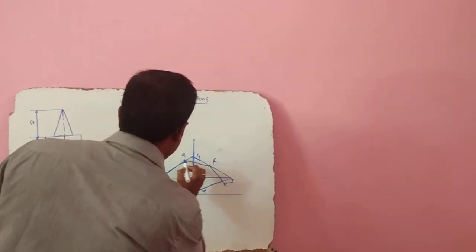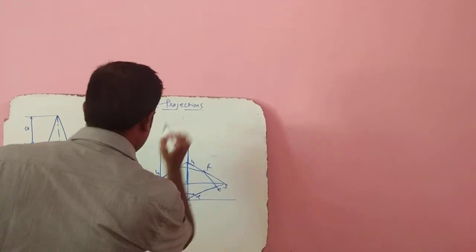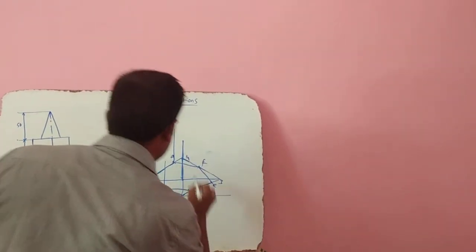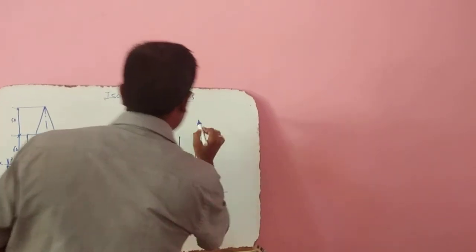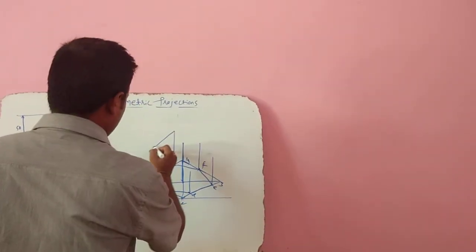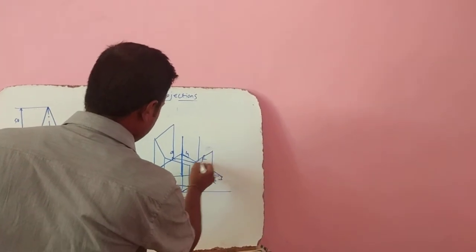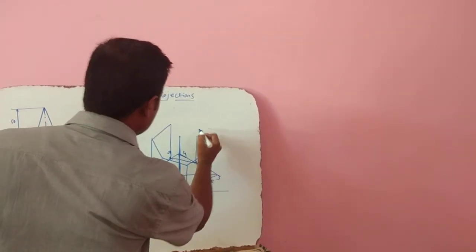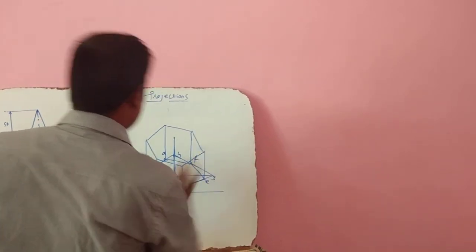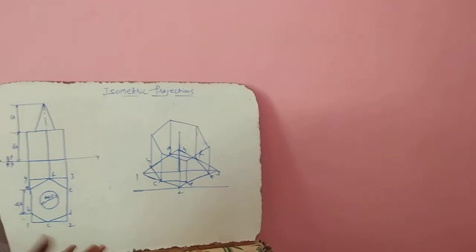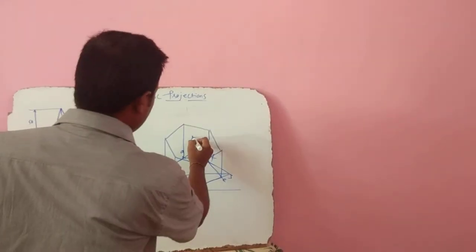Let's start from A. Vertically, just draw the heights of the same length. After that, it's very simple. The only thing you need to do is connect the corresponding points. Now we have the top face of the prism also. Again, here we already have the midpoint.